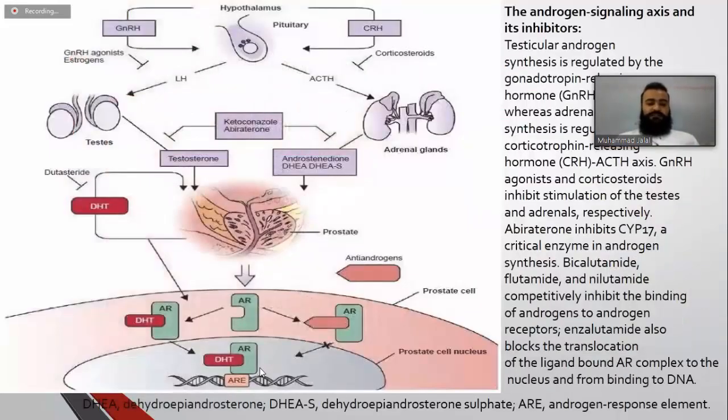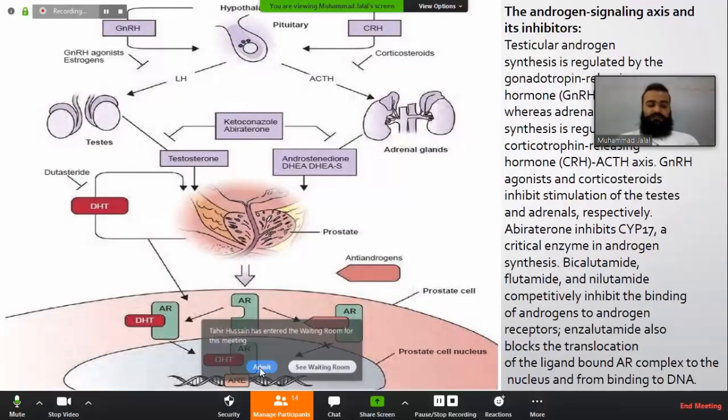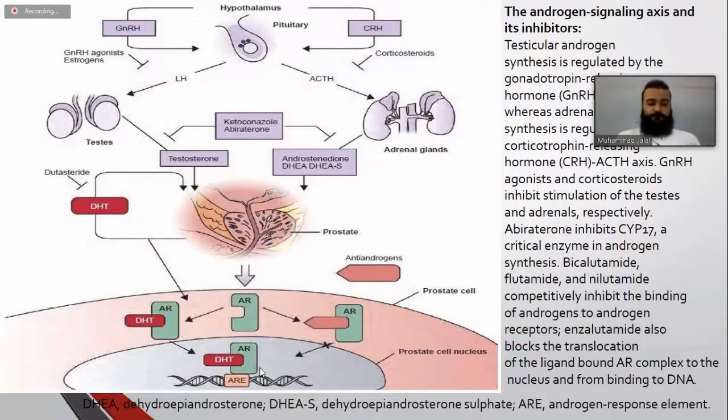This is the schematic diagram which shows how the hypothalamus and pituitary release gonadotropin-releasing hormone and corticotropin-releasing hormone, and their effects on the adrenal gland and the testicles, which eventually produce testosterone and androstenedione that act on the prostate cells. The androgen signaling axis and its inhibitors.